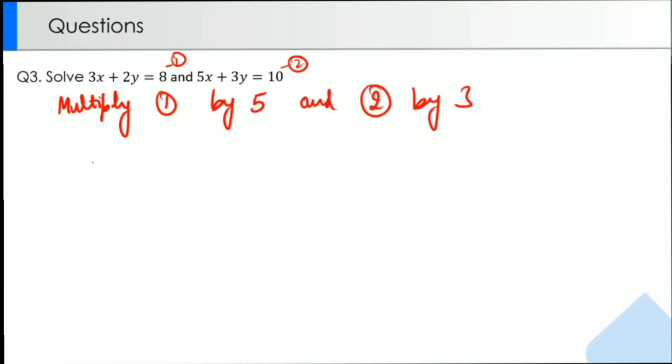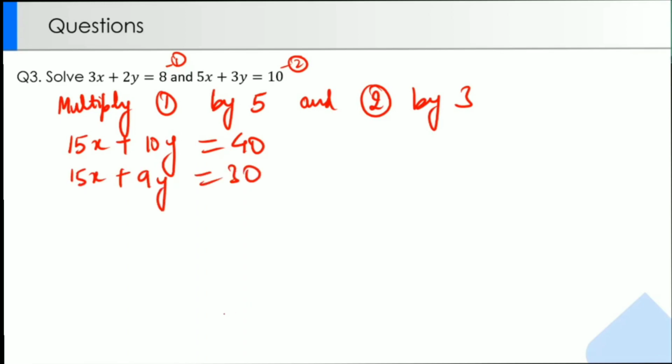I'm equating the coefficients of x. So if I multiply equation 1 by 5, I will get 15x plus 5 into 2 is 10y equals 8 into 5, I got 40. Then I am multiplying second equation by 3. So 3 into 5 will give you 15, 3 into 3 is 9y equals 30. Because the signs are same, I need to subtract these equations.